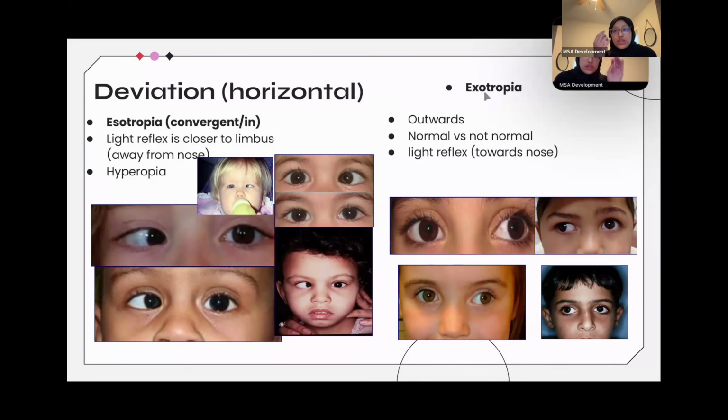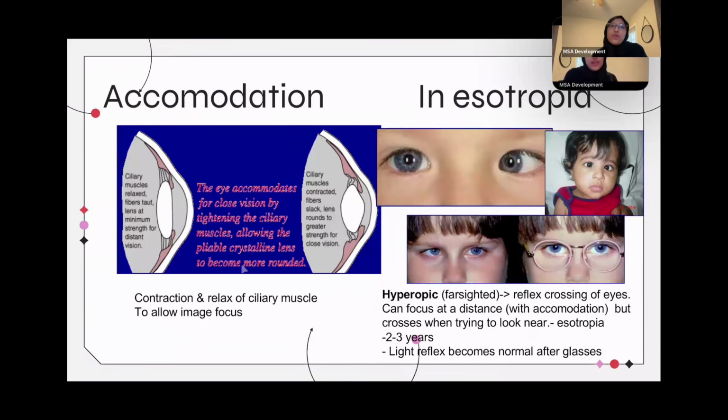Exotropia means outside. So the pupil is deviated outside like this, like that. When they're focusing on one object, that pupil goes outwards like this. But the light reflex is now, because it's outwards, the light appears closer to the nose. So the light reflex plus deviation is always opposite to each other. Okay? Now, there is something called accommodation.